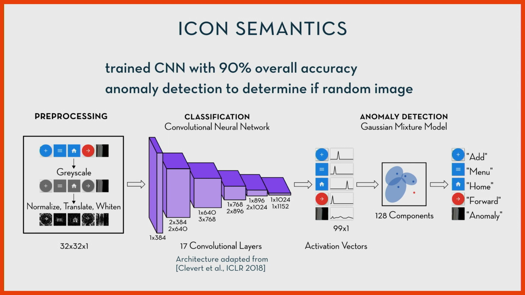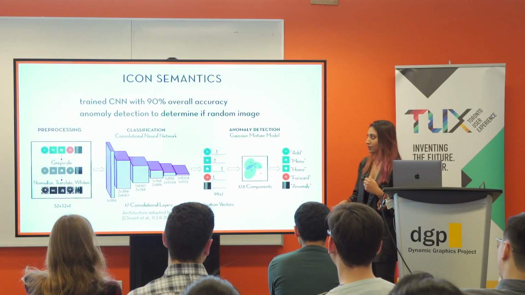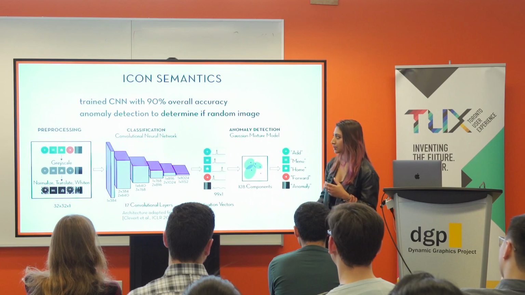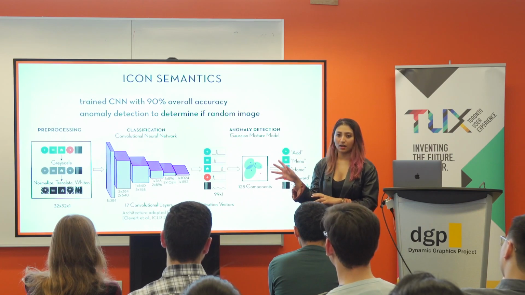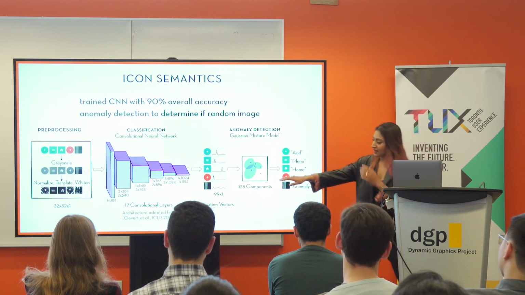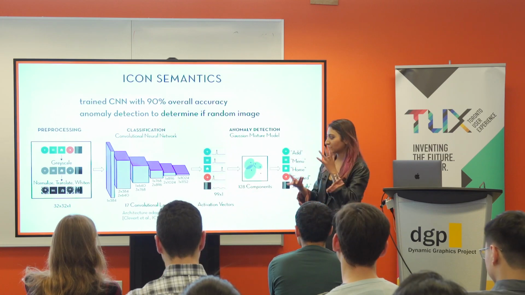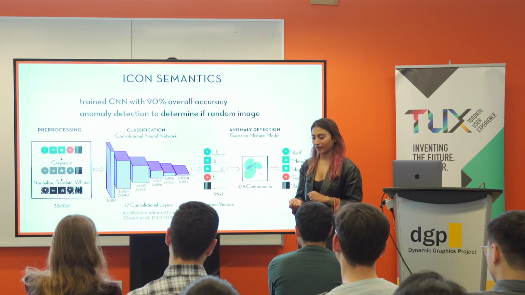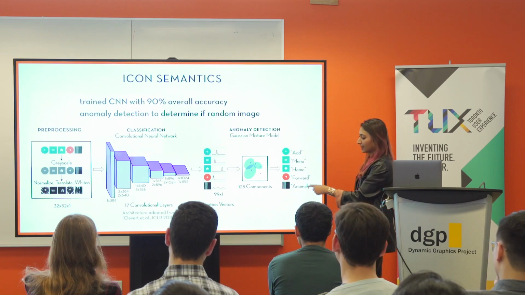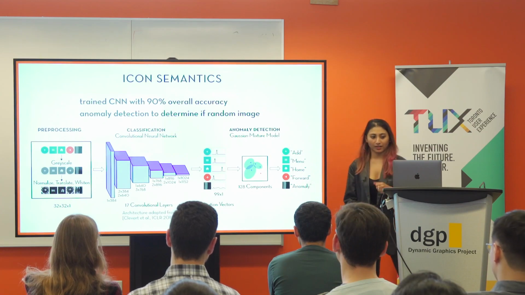So we trained a convolutional neural net to differentiate between 99 icon classes. And it also uses anomaly detection, so we can differentiate between icons and other things that are not icons. But basically, once we trained it, you could input a small squarish image from an app, and it would tag it as one of the 99 classes, or it would call it an anomaly.